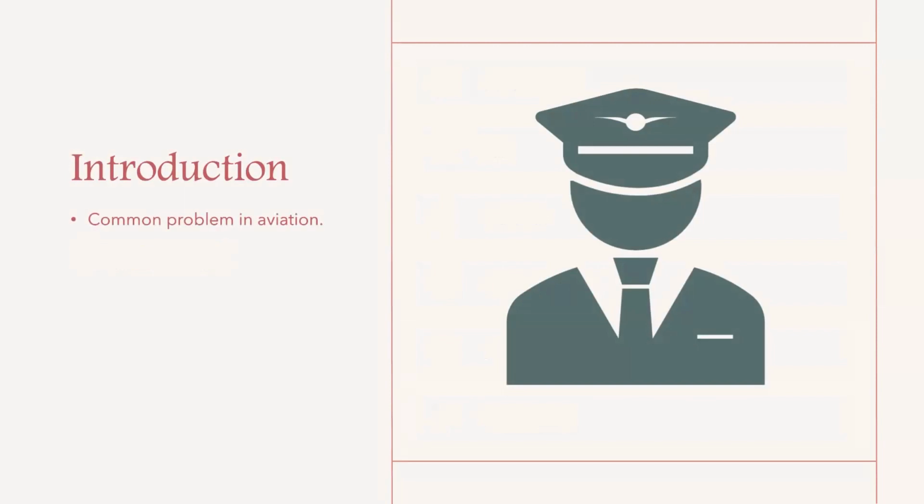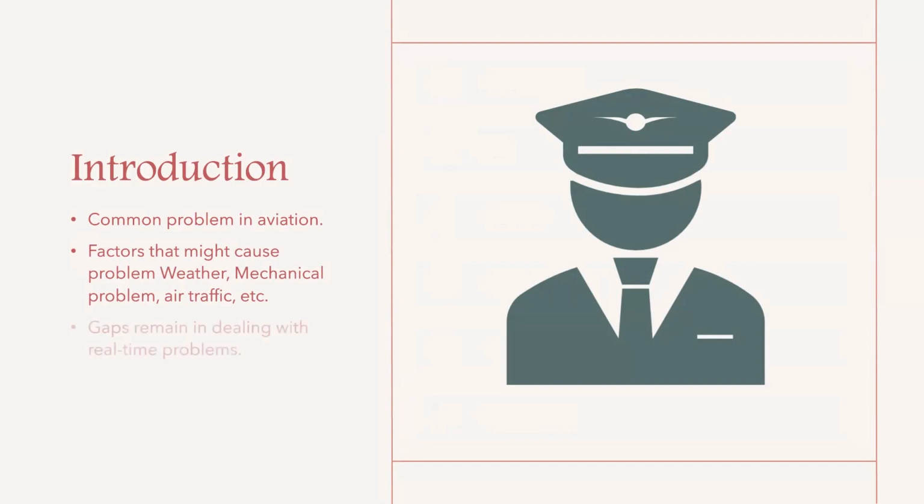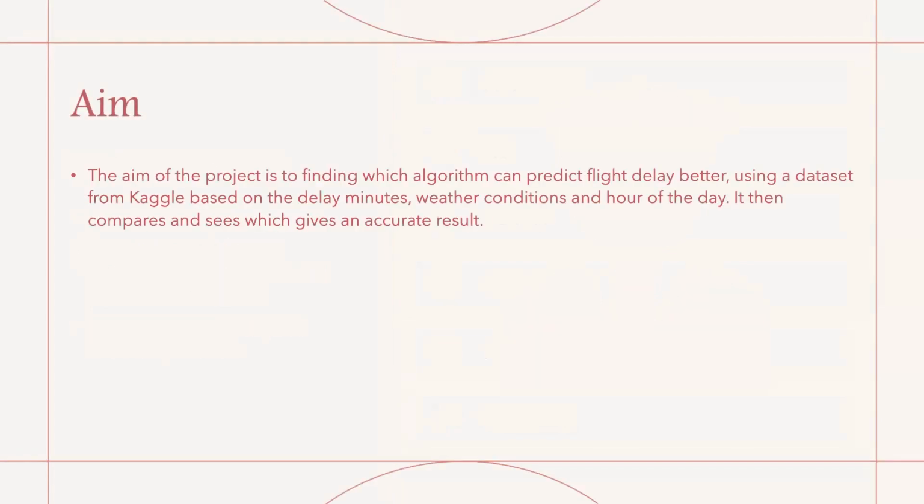So this problem, which is the delay in flight, is a common problem in the aviation sector. And a few of the factors which might cause it are weather change, mechanical problem, air traffic, etc. So the aim of the project is to find out which of the algorithms that I've chosen gives a better prediction in the flight delay using the data set which I've got from Kaggle.